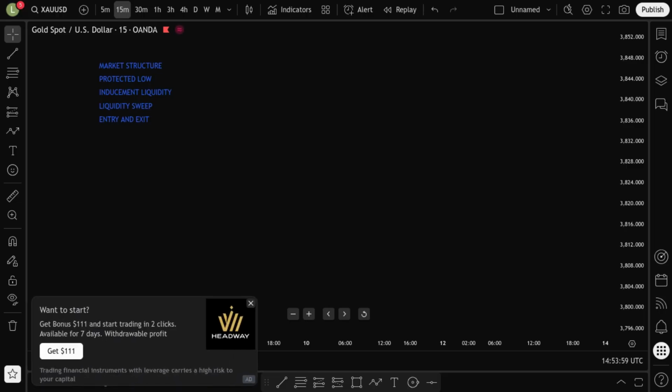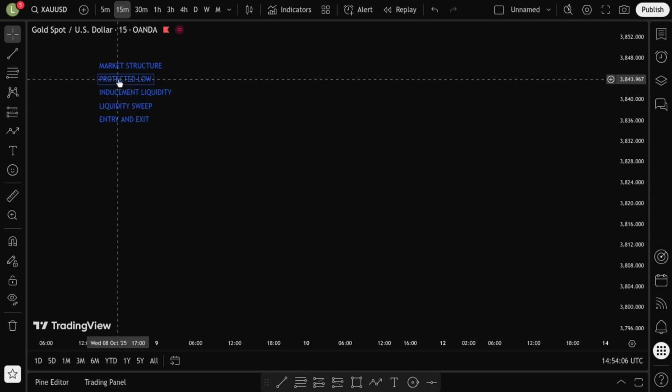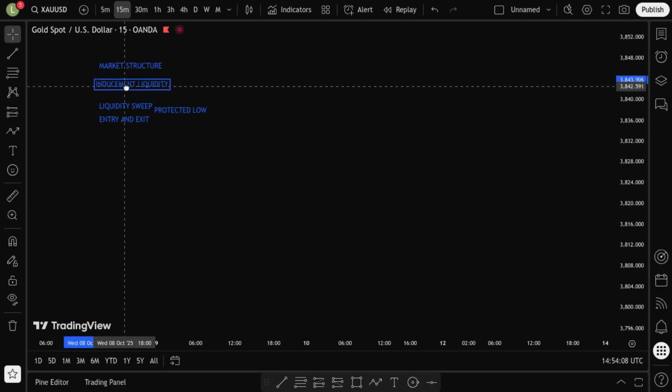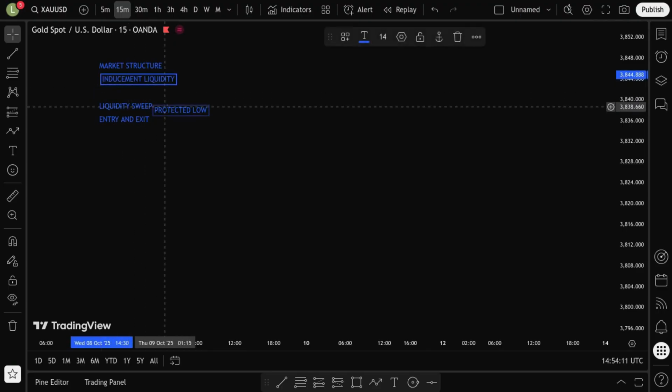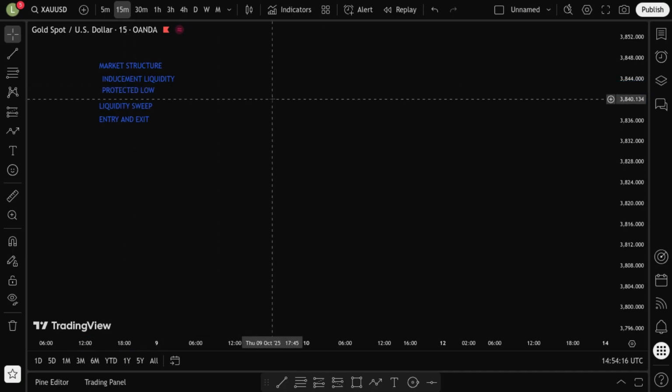The next thing you need to know is inducement liquidity. Sorry, I think this needs to come before the protected low. I could have just called it liquidity. Inducement liquidity is liquidity that you know price needs to take out. That is the liquidity sweep I'm talking about. You know that price is going to take out this liquidity. That's what I mean by inducement liquidity.